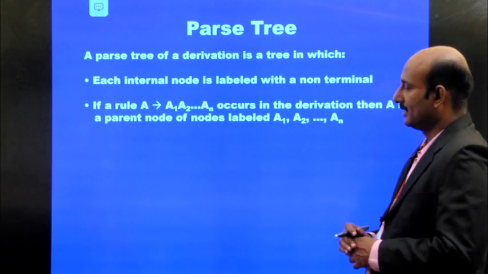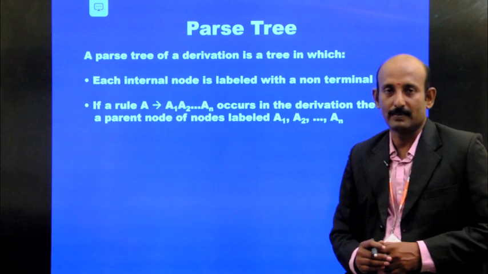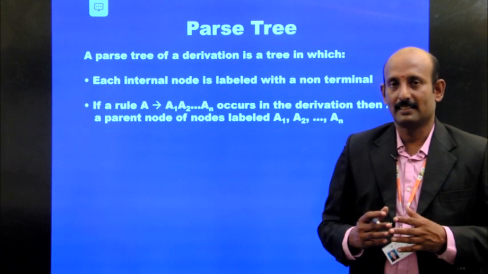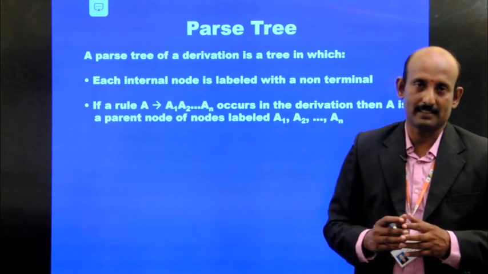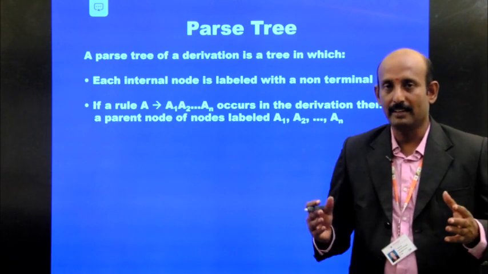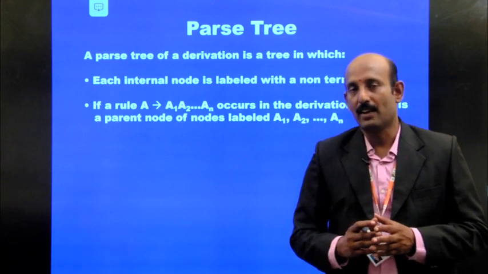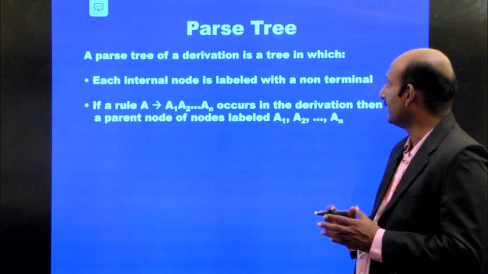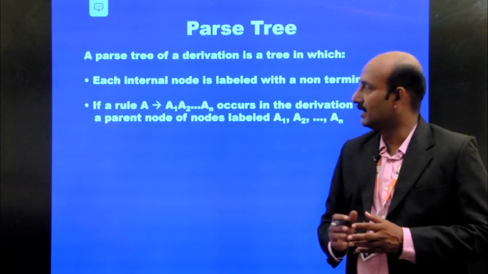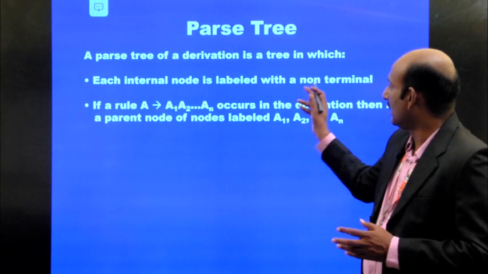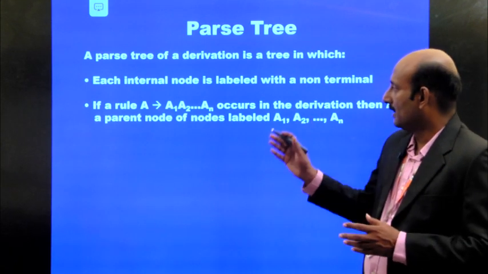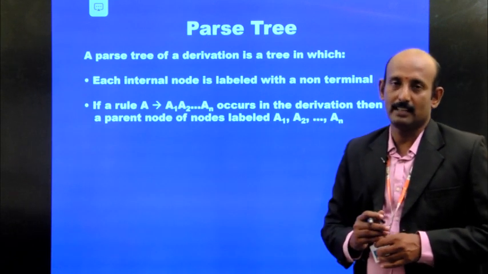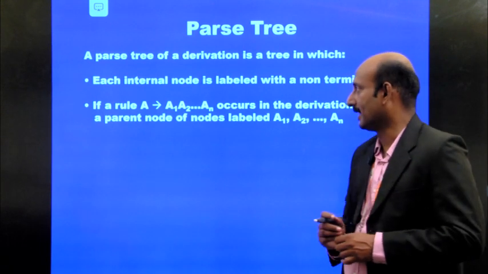Now let's go for that. The next topic is the parse tree. So parse tree is nothing but a graphical representation of derivations, in a tree-structured format. So parse tree is nothing but a derivation tree. A derivation tree is a tree in which each internal node is labeled with non-terminal symbols, and leaf nodes contain terminals, or they may be non-terminals, like that.